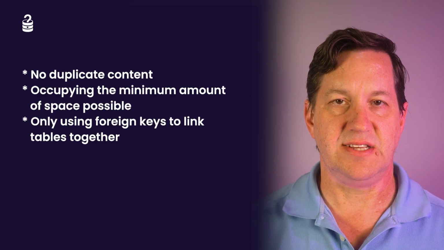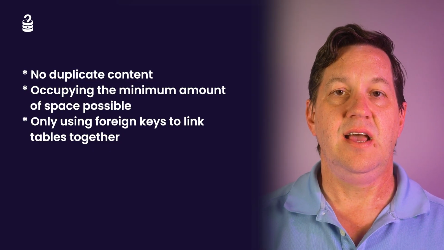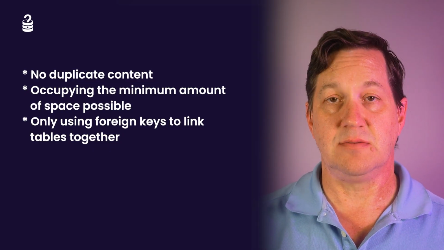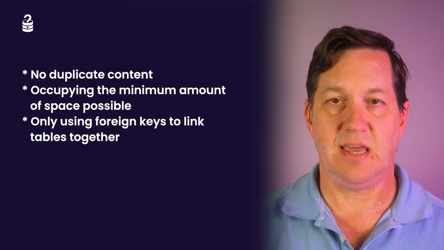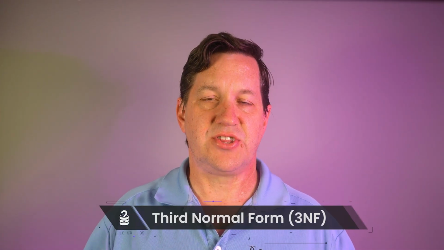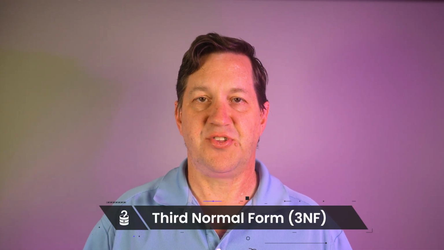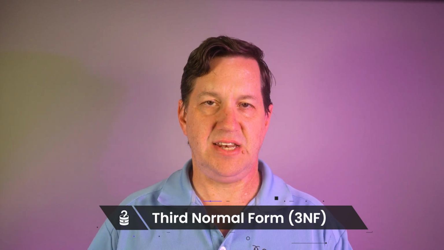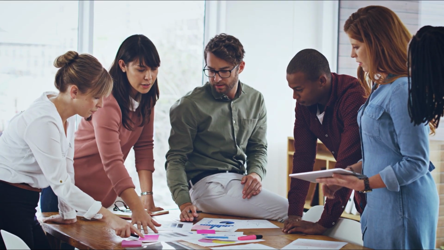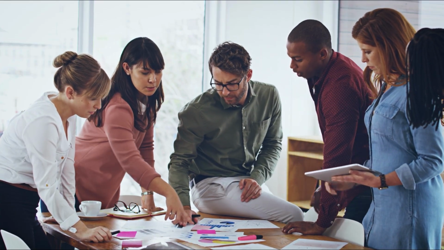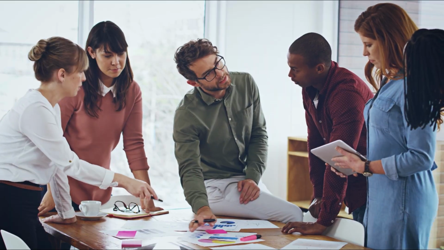When you structure your data such that you have no duplicate content, occupying the minimum amount of space possible, and only using foreign keys to link tables together, this is known as third normal form, sometimes depicted as 3NF. This is what the industry calls normalized data. With normalized data, you've taken the time to identify the exact relationship between the various entities. This relationship between various entities can be a complex process.